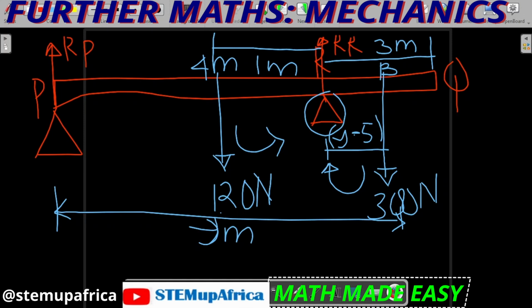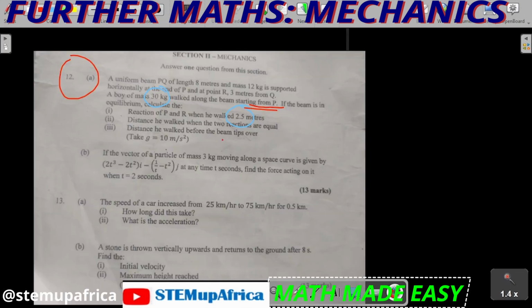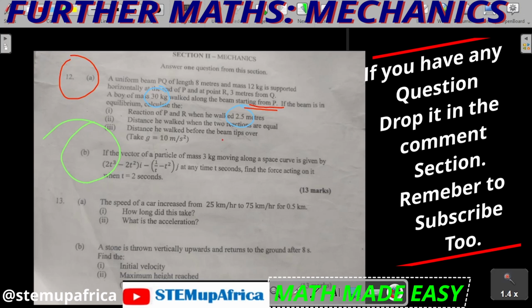To answer question B of the question, that one is also under mechanics, but involves differentiation. I will explain it in our next class. We are asked to find the force.